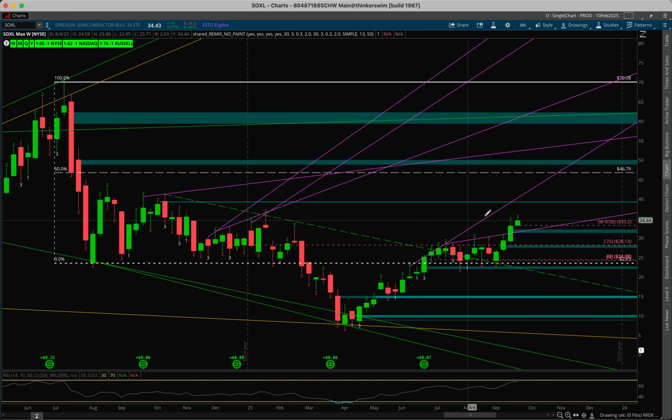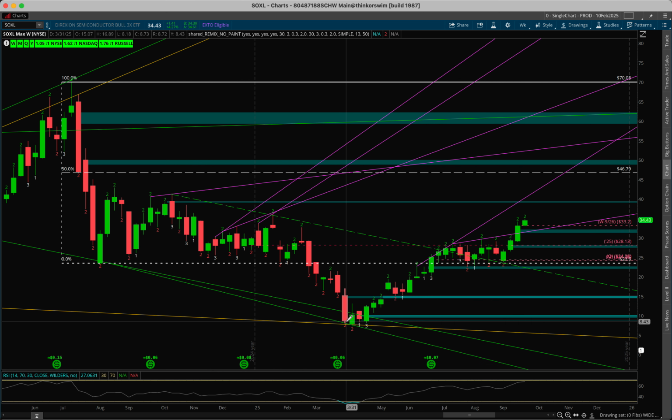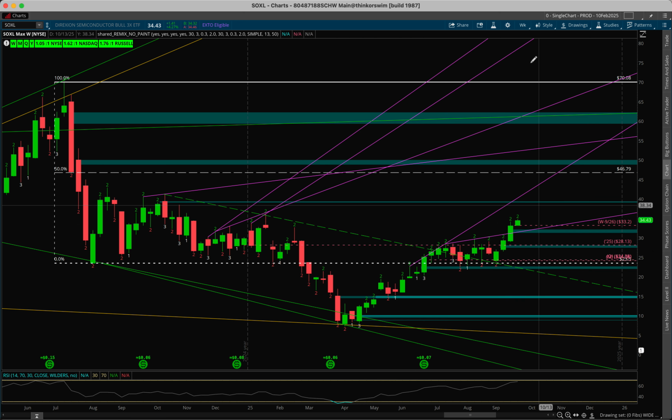If we do break above that 36.15, then we've got this gap on the day chart that we can try and grab, and then test this weekly broadening formation here, which is more along the trend of the way price action was moving from this April 7th low. So again, things looking pretty bullish from the week perspective, from the month perspective.